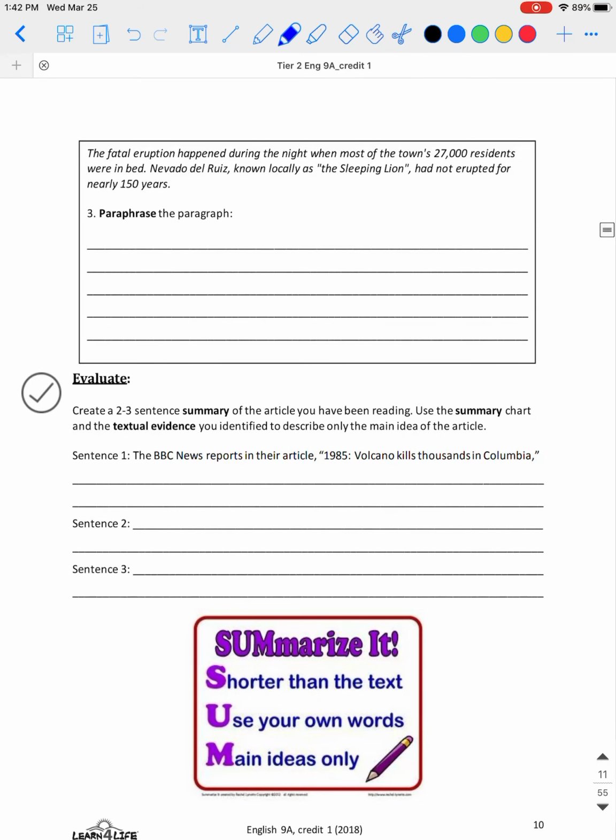For this third paragraph, I am going to help you with this one. So, the fatal eruption happened during the night when most of the town's 27,000 residents were in bed. So, the town's 27,000 residents were in bed when the deadly eruption happened.